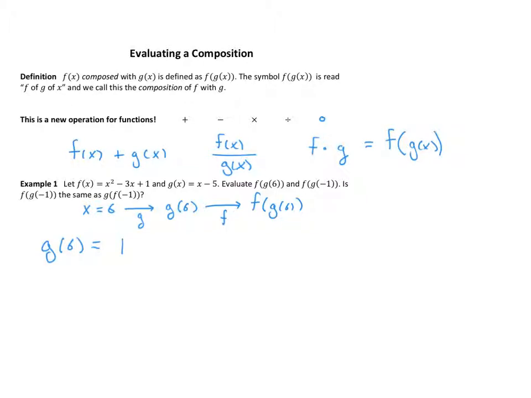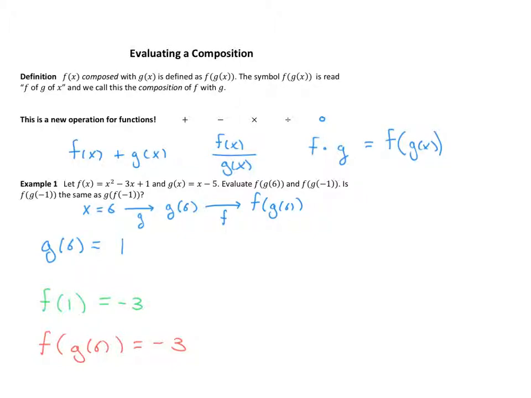So that's our second step. If I put 1 into the function f, I get 1 squared minus 3 times 1 plus 1. That's 1 minus 3 plus 1, the result is -3. So the number here at the end is our answer. f composed with g of 6 is equal to -3. And the reason is, we first put 6 through g and got 1. We then put 1 through f and got -3.